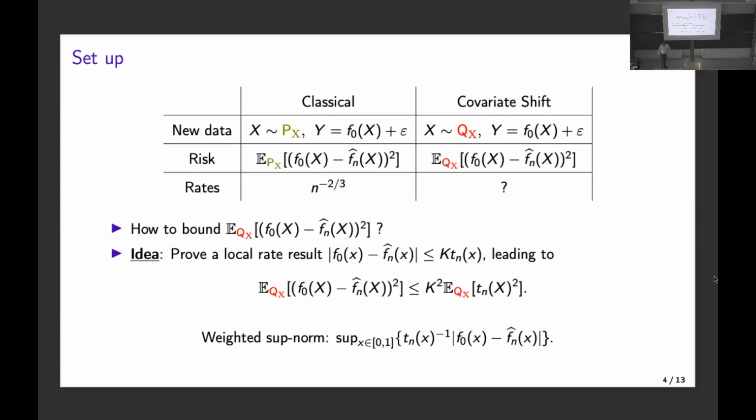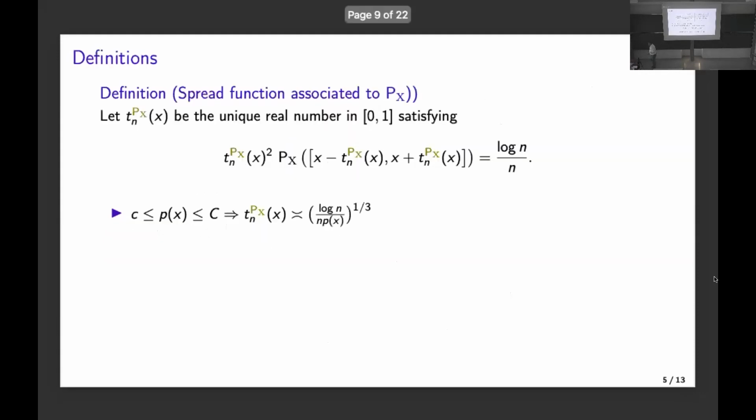But before I can talk about the main result, I have to introduce two notions. So the first notion is the function that we will use as a local rate. We call it the spread function, and it's associated to a source distribution Px. And it's a pointwise solution to this equation here.